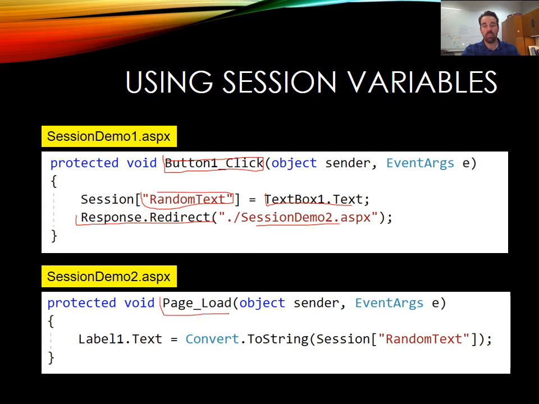When the page loads, there is a label on the page that will change its text to whatever was passed into the session variable. So whatever random text the user entered on page 1 will be displayed on page 2 at page load. And that needs to be converted to a string just to make it compatible with what a label expects.